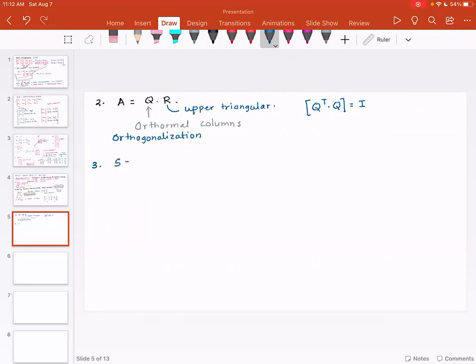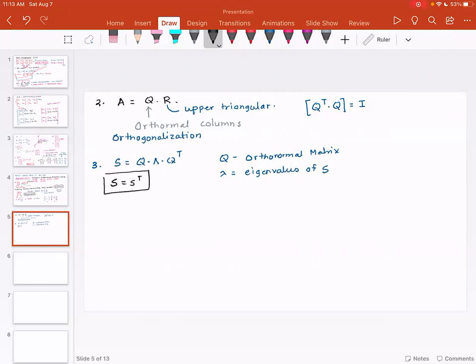Next is, consider this matrix S, and we want to split this matrix into 3 matrices, where, as you know, Q is an orthonormal matrix. Lambda is nothing but the eigenvalues of S. And I need to mention S is a super important matrix which is symmetric. So S is equal to S transpose. And this type of matrix you will see in lots and lots of applications.